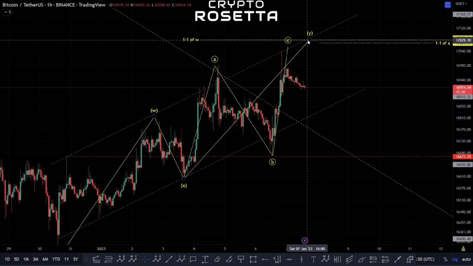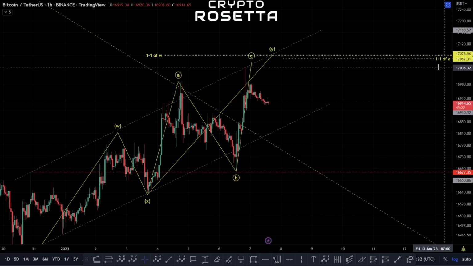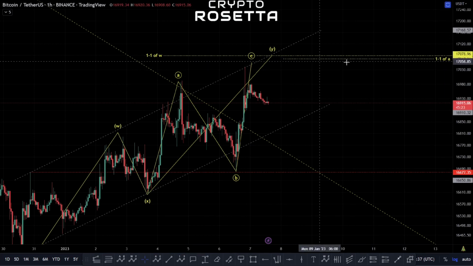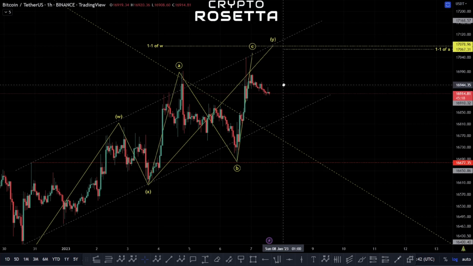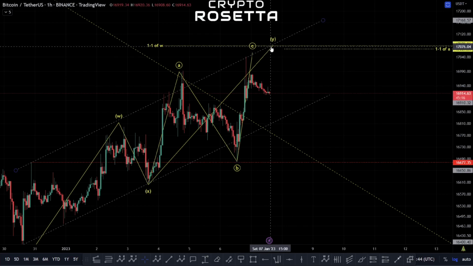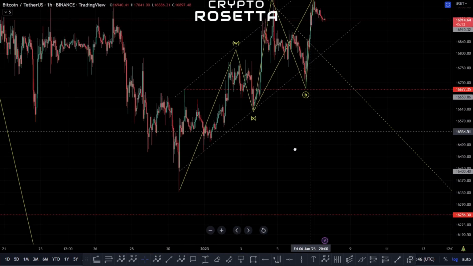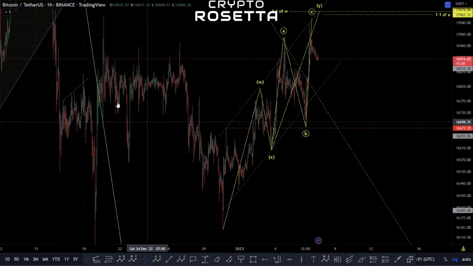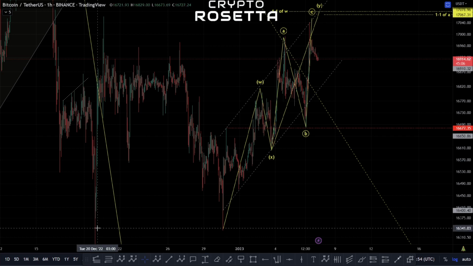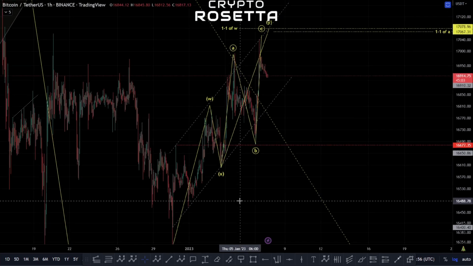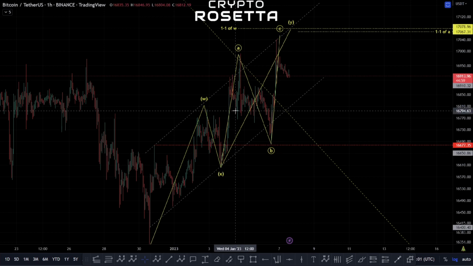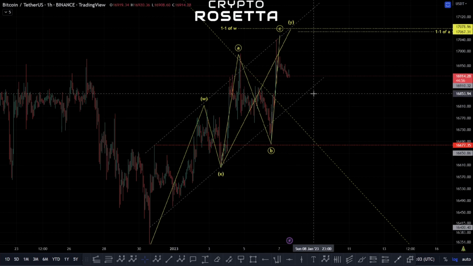for just a WXY. So the 1-to-1 of this A wave is actually the 17,067. We came up here, but we didn't quite reach it. Also, the 1-to-1 of W is sitting in this zone as well, at the 17,078. So if we do have another push to the upside here, it is possible that we could just have this as a corrective structure, as a WXY. The thing is, this wouldn't fit the rest of this structure here, and it would be a little bit strange if it does develop just as a complex correction, but it is still following it for the most part, so I'm going to be tracking it as well like this.